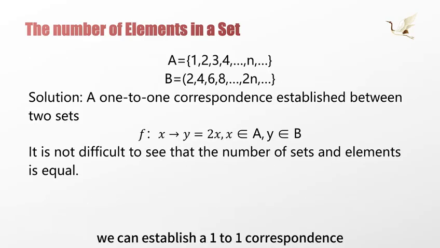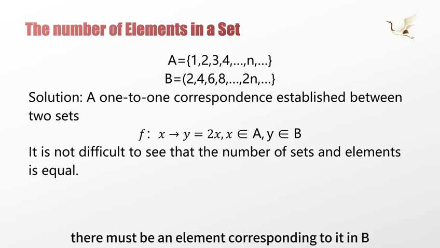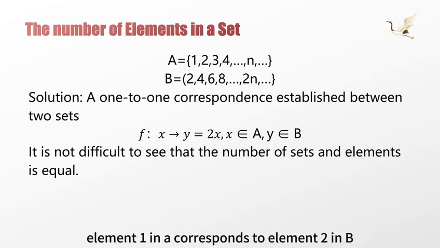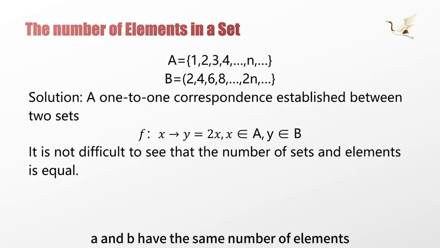We can establish a one-to-one correspondence between A and B by multiplying by 2. That is to say, given an element in A, there must be an element corresponding to it in B. Element 1 in A corresponds to element 2 in B, and element 4 in A corresponds to element 8 in B. From this perspective, A and B have the same number of elements.